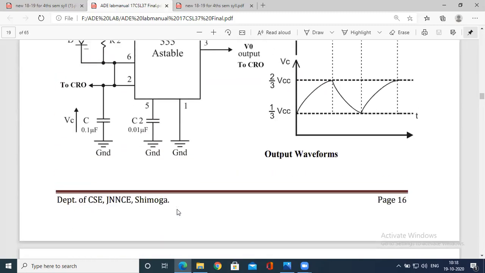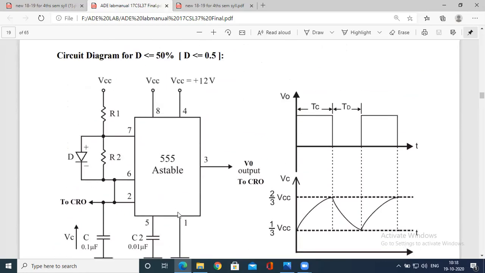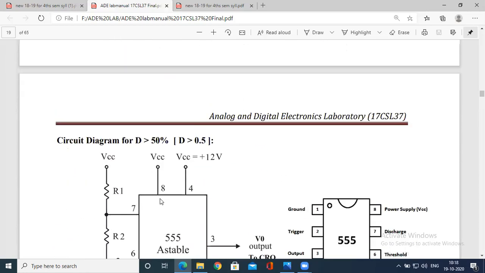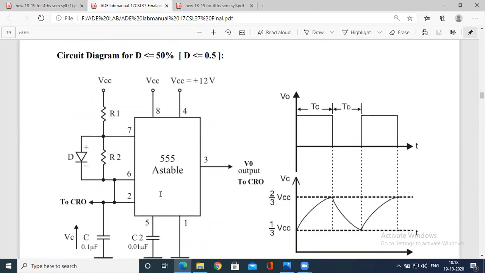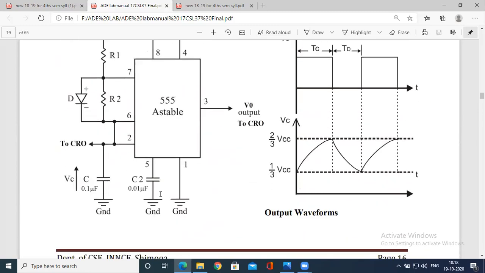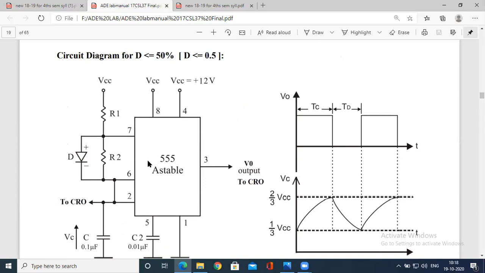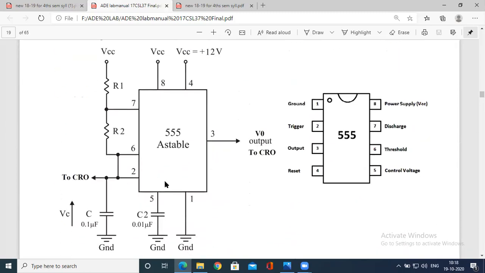This is all about the theoretical part of the 555 timer, and I need to show you the diagrammatical representation over here. Okay, so this is for a duty cycle less than 50, and this is for a duty cycle greater than 50. So we will conduct this experiment. Fine. First, make sure you understand the concept.